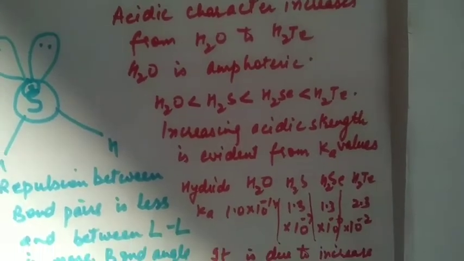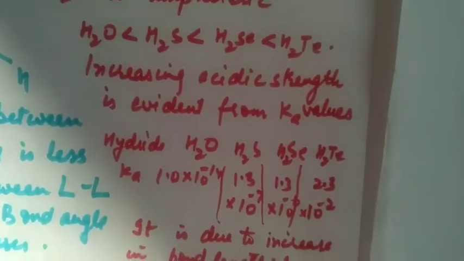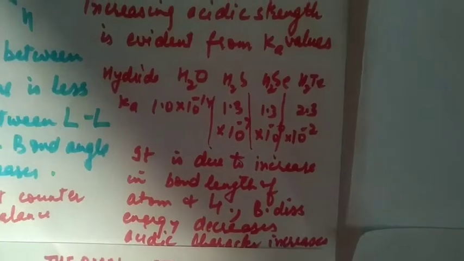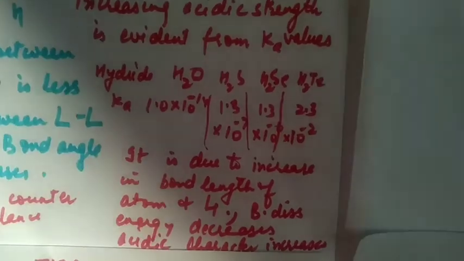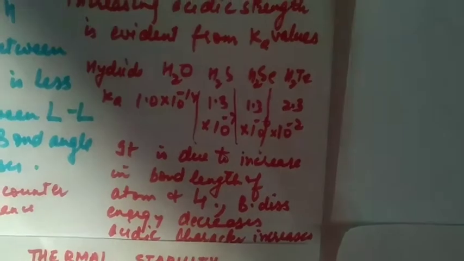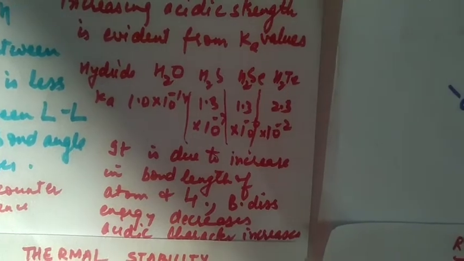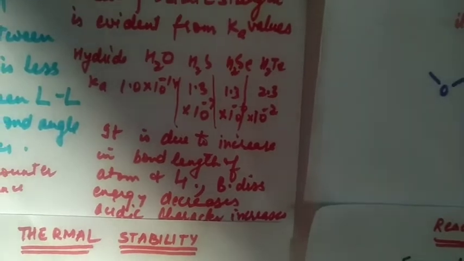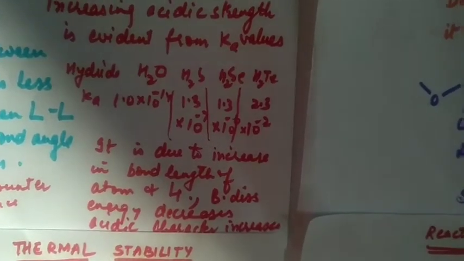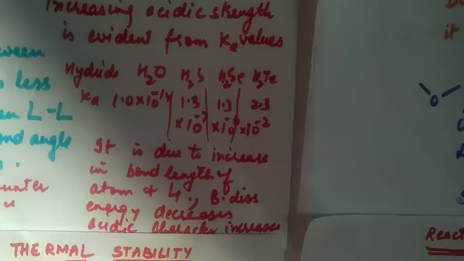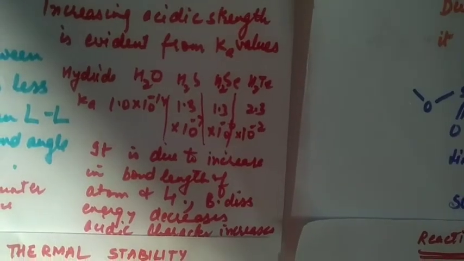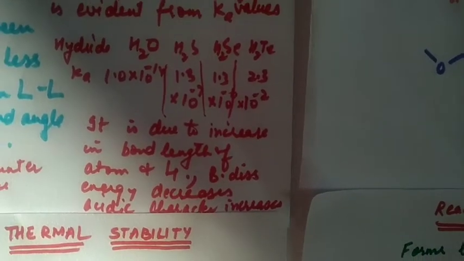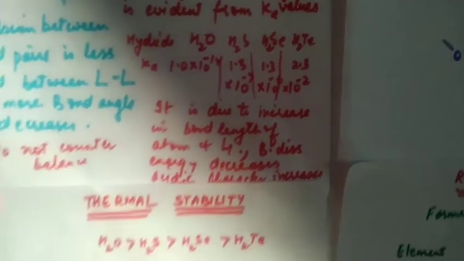Water is amphoteric. This increasing acidic strength is also evident from the ionization constant values for these hydrides. For water, it is 10 raised to power minus 14, but as we go towards hydrogen telluride, it increases to 2.3 into 10 raised to power minus 2. It is due to increase in bond length of atom and hydrogen. As we go down, H2Te bond length will be the biggest. So bond energy decreases and acidic character increases.